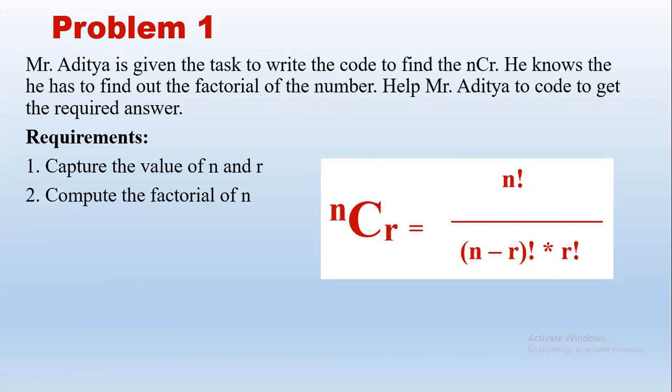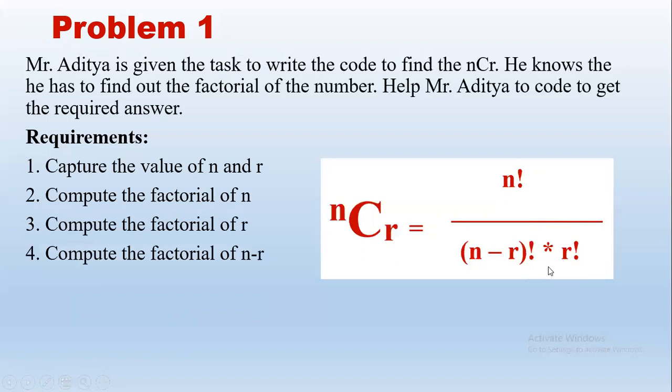Next, we have to compute the factorial of n, right? So n factorial we have to find. Then factorial of r is also required. Factorial of n minus r is also required. So if we take the example 5C3, 5 factorial we have to find, 3 factorial as well as 5 minus 3, that is 2 factorial. Once we find these, apply the formula and compute the NCR value. Next, once computed, we have to display the value of NCR. So this is the problem statement.